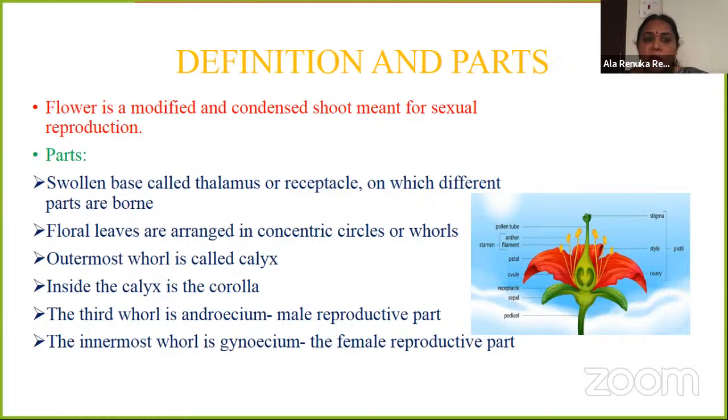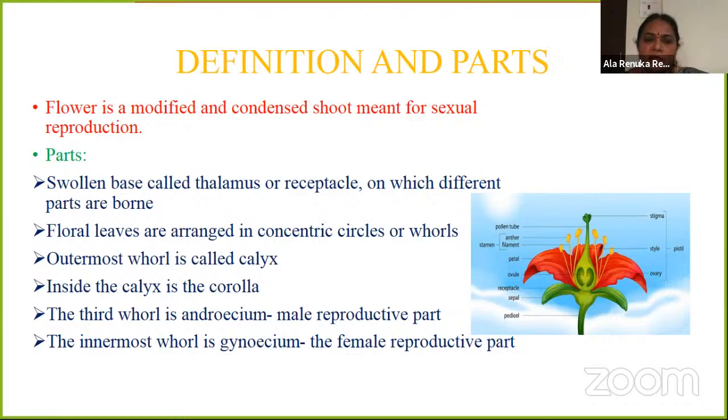These are called floral leaves. So flower is a modified and condensed shoot which is meant for sexual reproduction. And every organism tries to undergo sexual reproduction in order to maintain viability, because though there are other means of reproduction in plants, especially vegetative reproduction, each plant will also undergo sexual reproduction. So flower is the main organ involved in sexual reproduction.